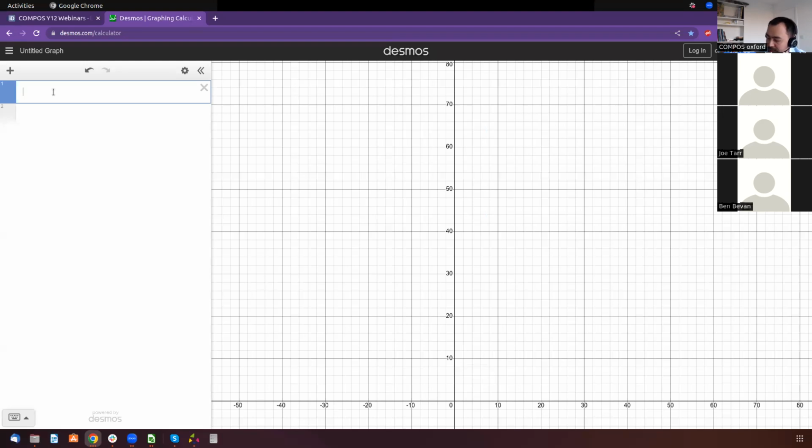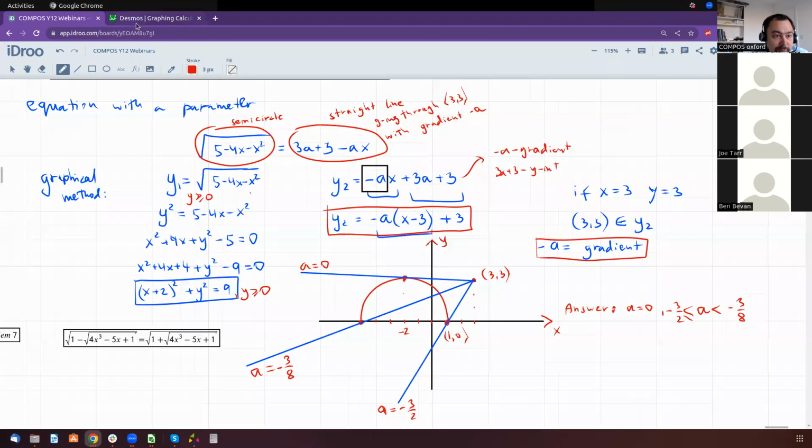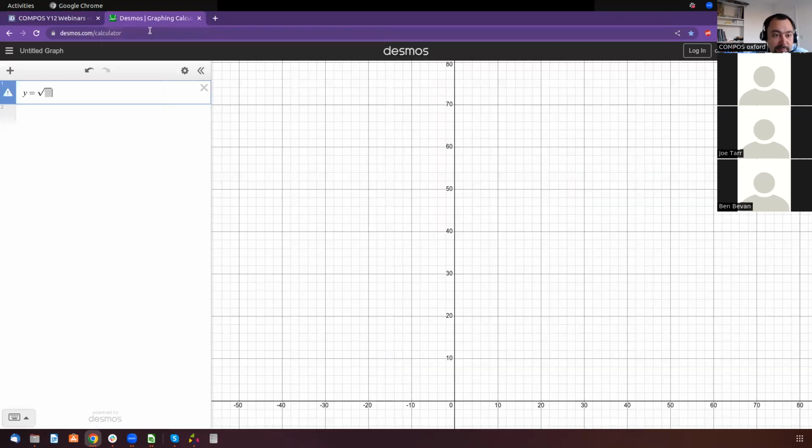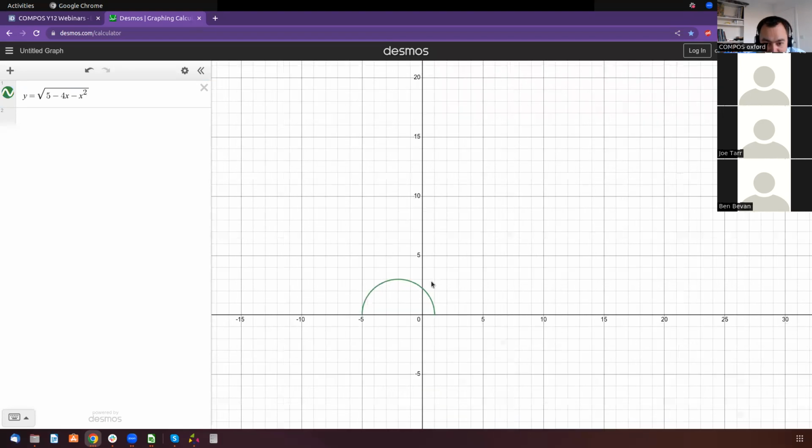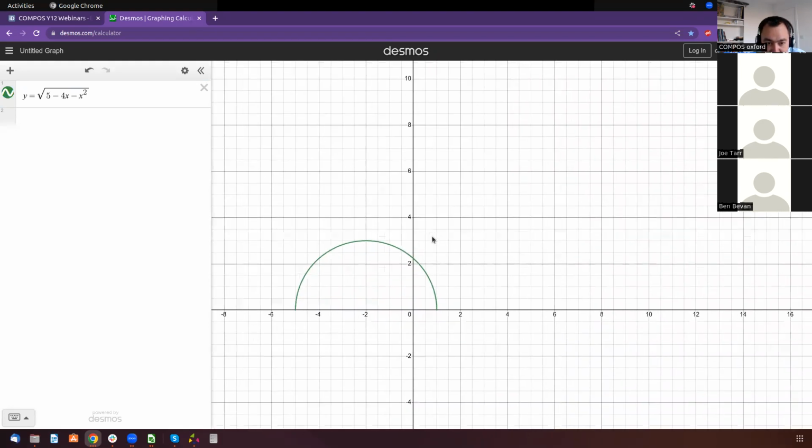Right. So Desmos is a super powerful tool for this. So y is equal to square root of 5 minus 4x minus x squared. And ta-da, it is a semicircle as predicted.